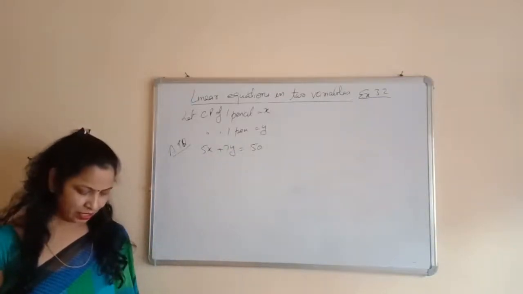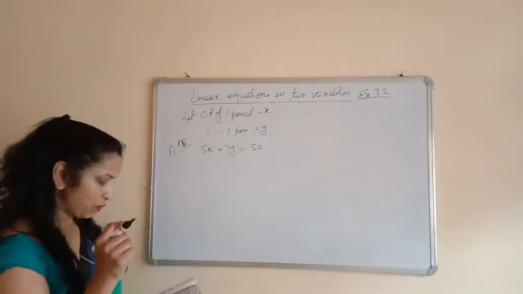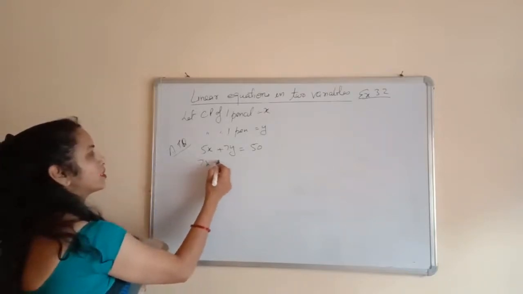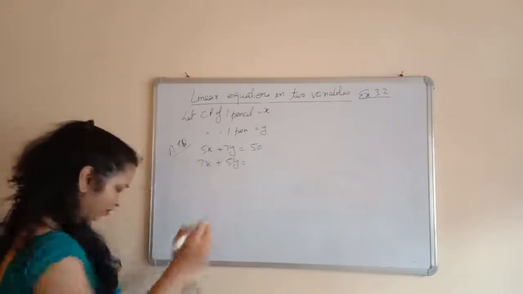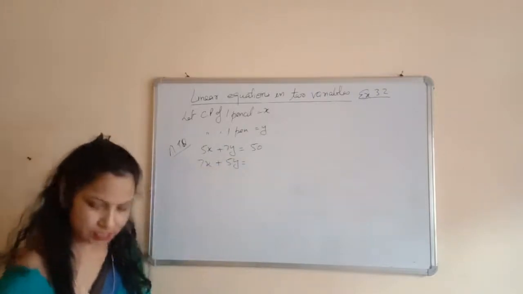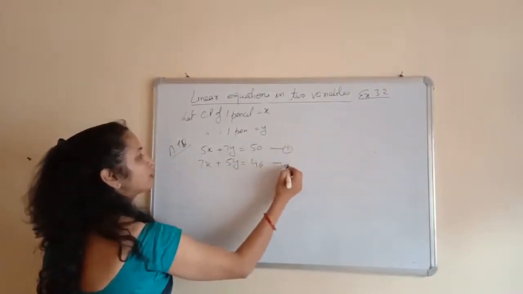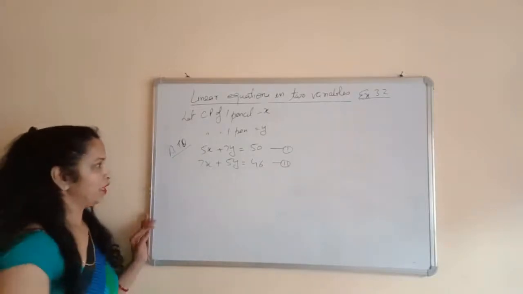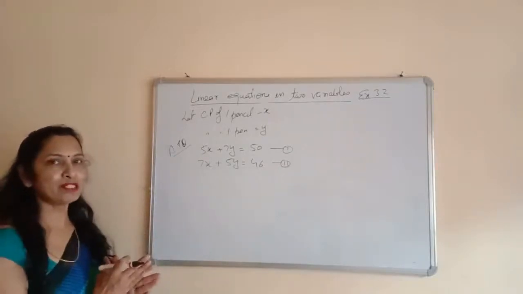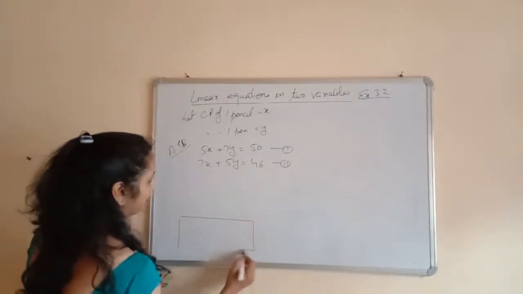The second one is 7 pencils and 5 pens together cost rupees 46. Now the cost of 7 pencils will be 7x and 5 pens will be 5y, equal to how much? It is 46. So this is the second equation. The most important thing is that first you have to make the equation for any situation. Now the second step is to make the table for making a graph.